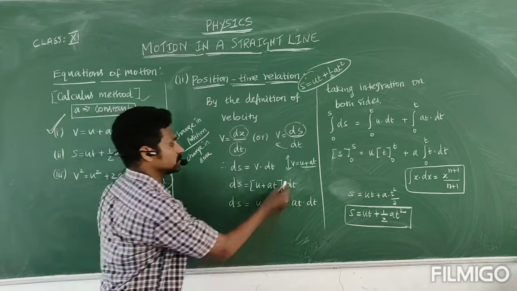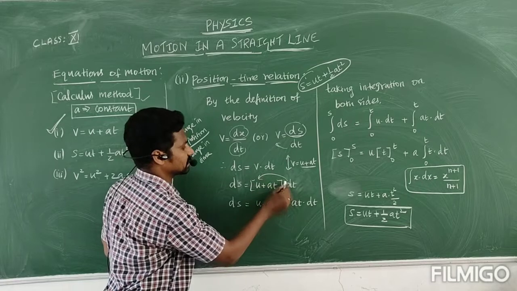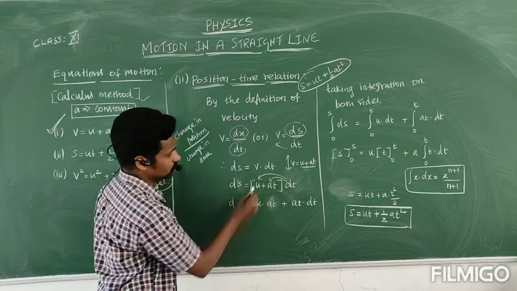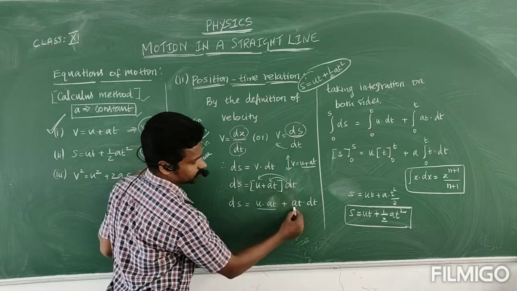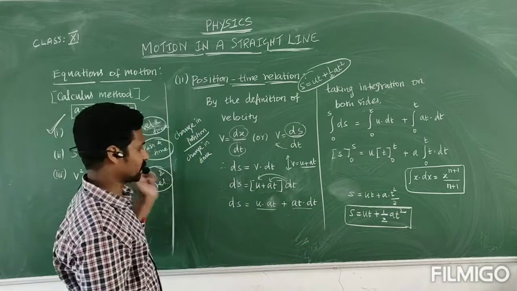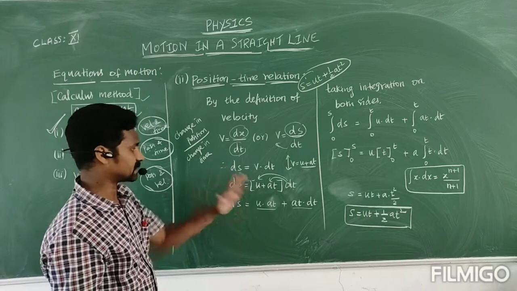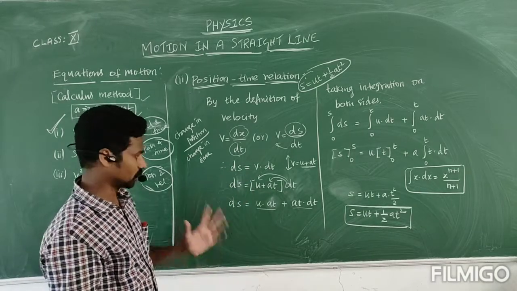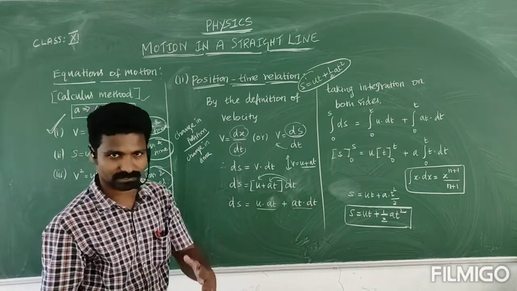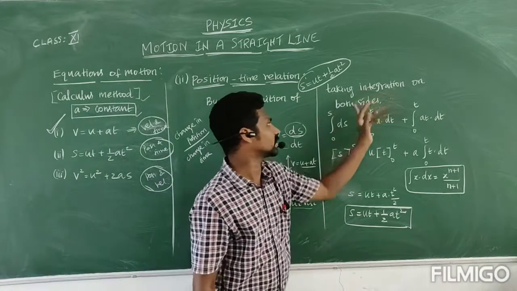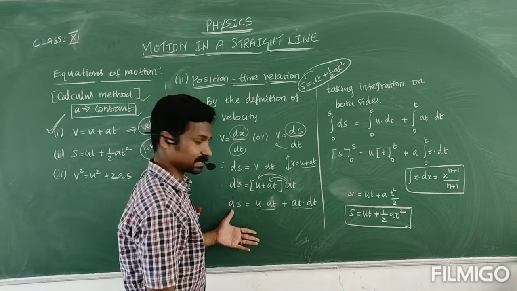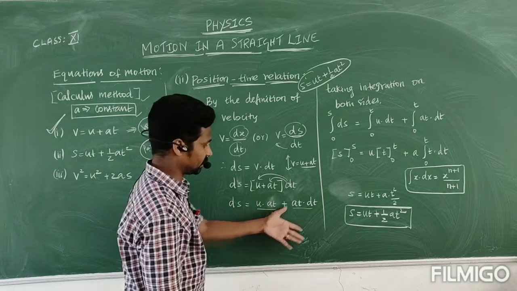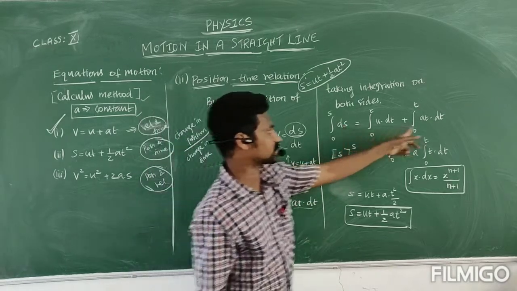Now multiply the dt inside. So u into dt plus at into dt. Now as usual, let's take integration on both sides. So now we are going to apply the calculation method. Taking integration on both sides, you know that we get the integral of ds, the integral of u into dt, and the integral of at into dt. So that is a step.